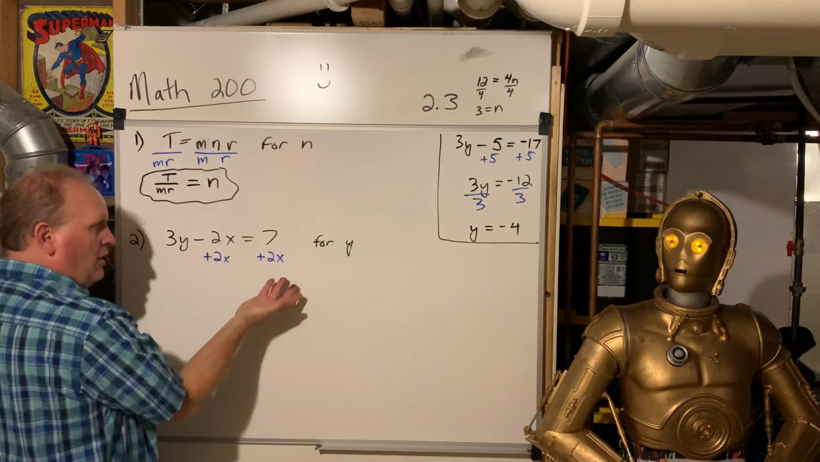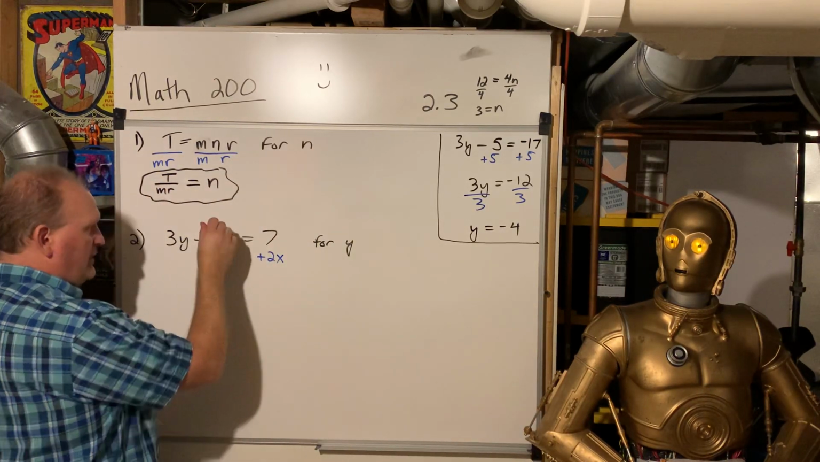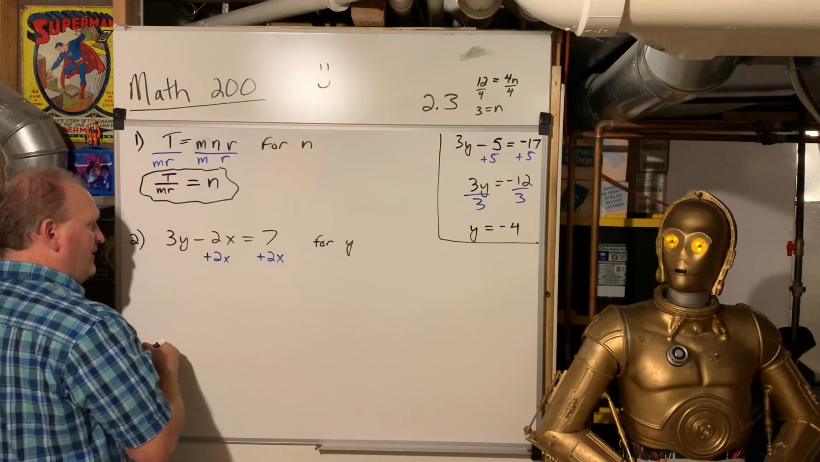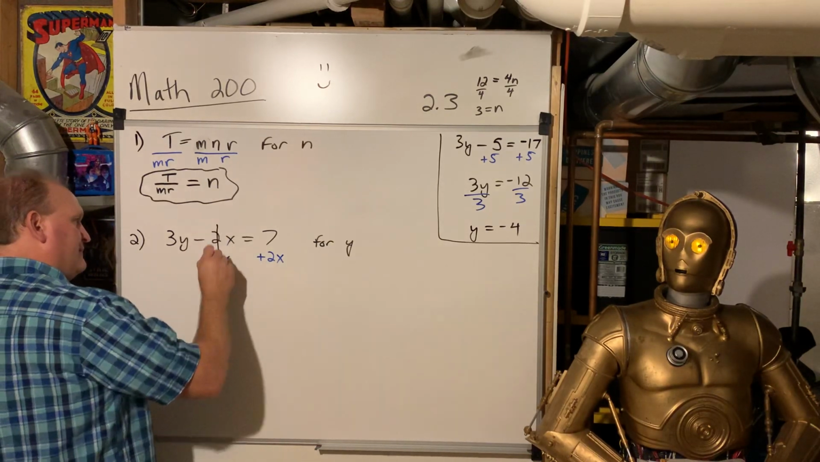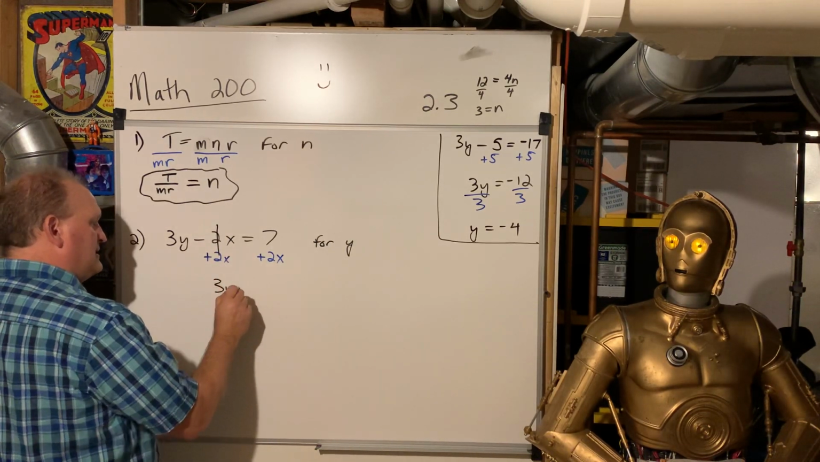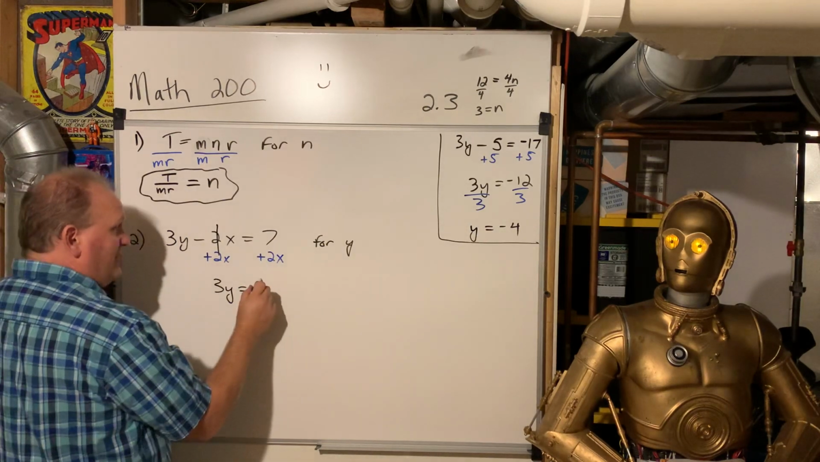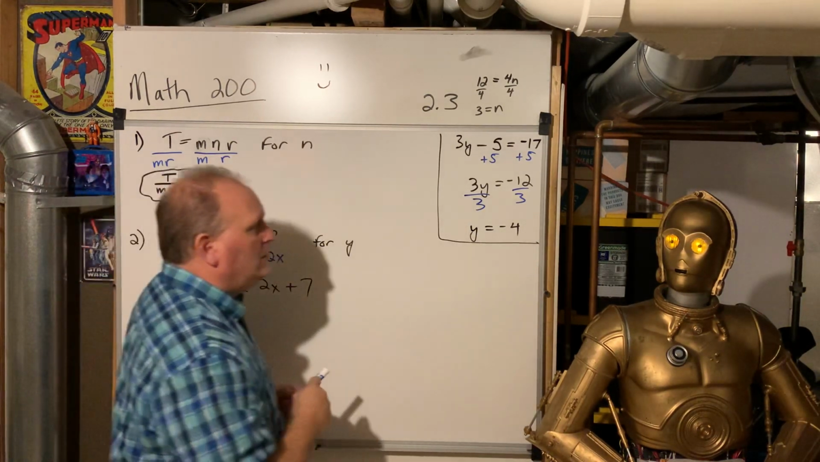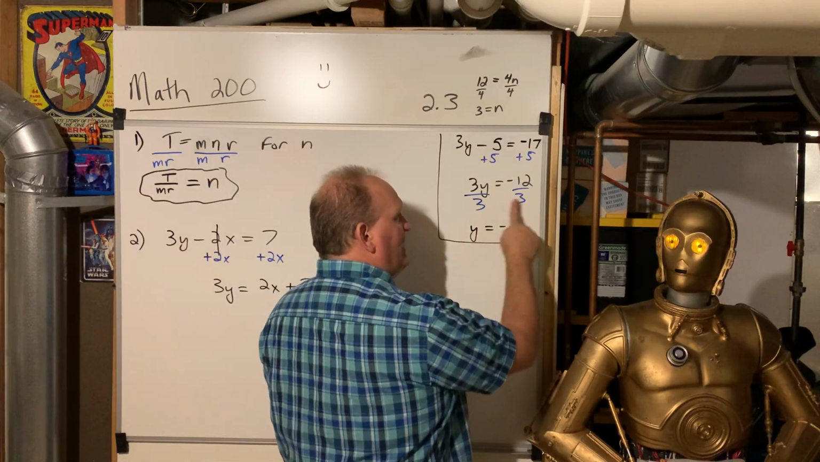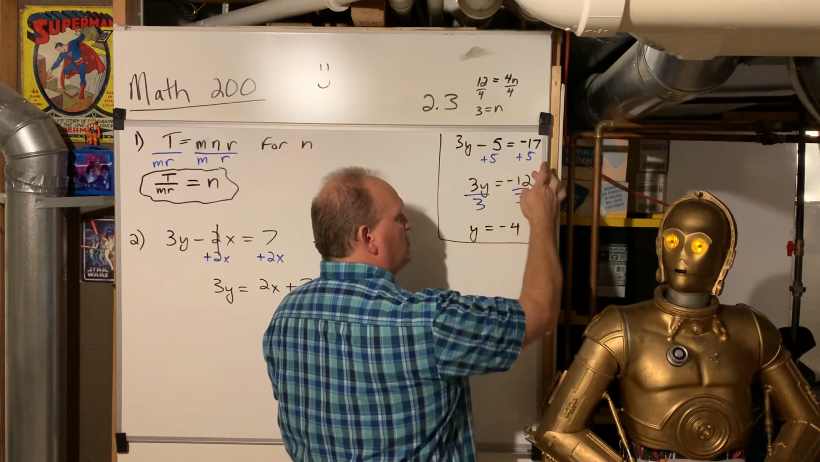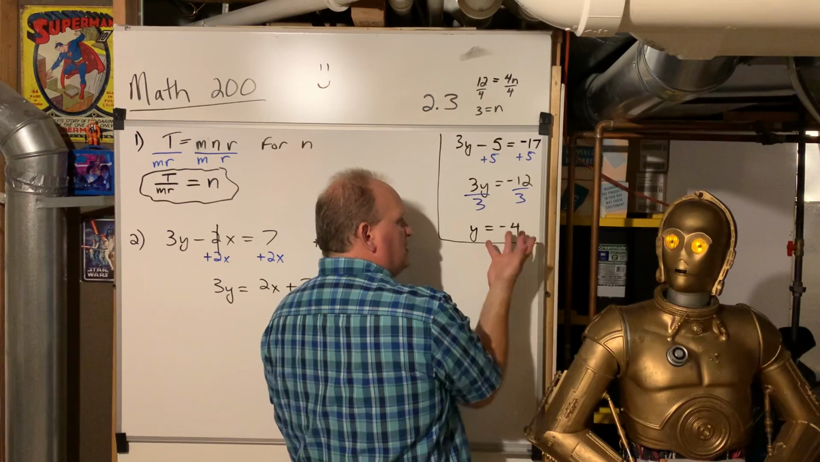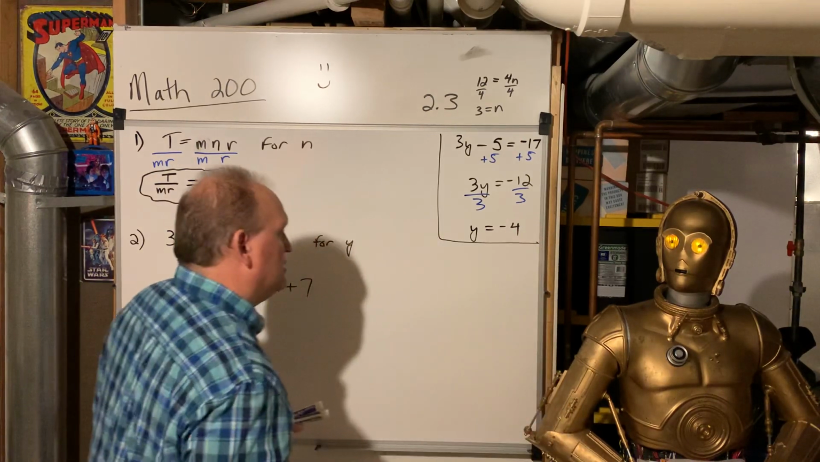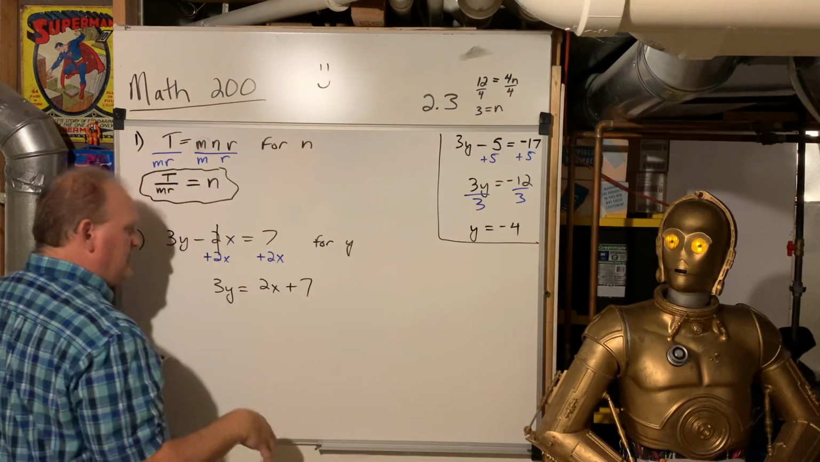This isn't wrong. This is correct. So we've gotten rid of the 2x off of this side, and so we have just 3y on the left side. And on the right side, we have 2x plus 7. That's it. Now, look at what we did second over here. We divided by 3, and we had -12 divided by 3 is -4. And that was our answer, just a single number answer, an integer, all right?